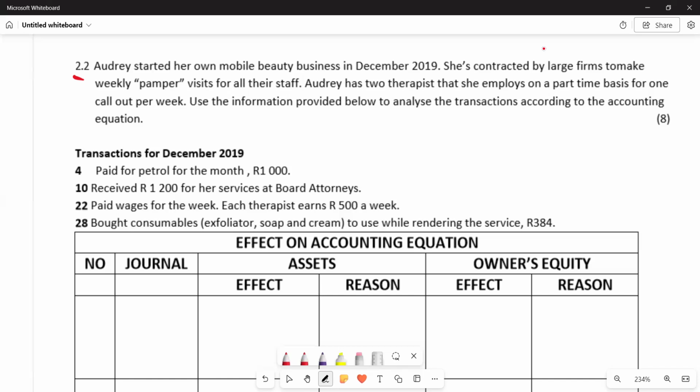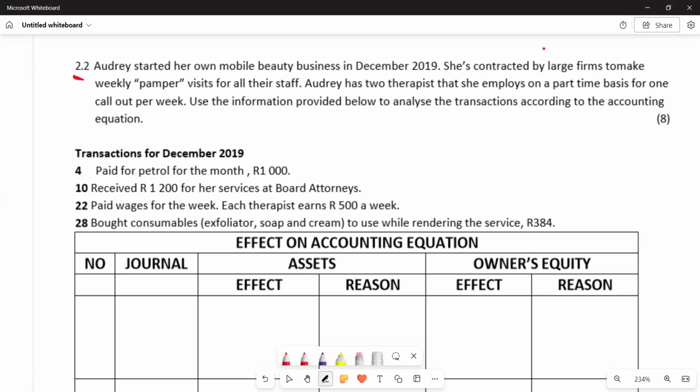So if you go to the first transaction, it is paid for petrol for the month, which is 1,000 rands. So first of all, let's try to identify the two accounts that are involved. Remember, every transaction has an effect on two accounts. So first of all is to identify the two accounts that are involved and try to see which one is being debited, which one is being credited. Then from there, you can now deduce what effect it is causing on assets, and what effect on owner's equity.